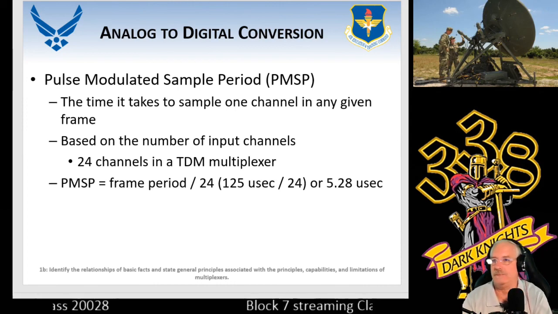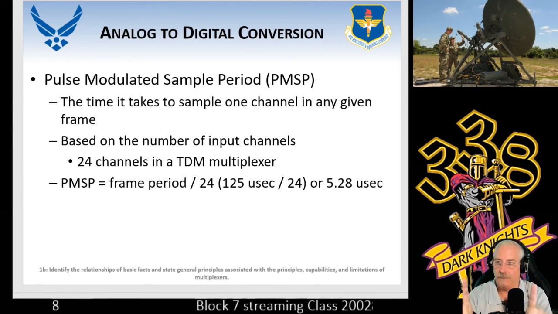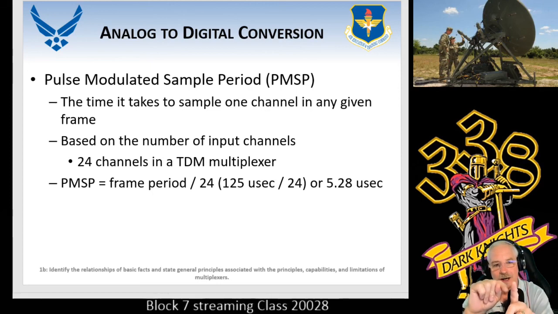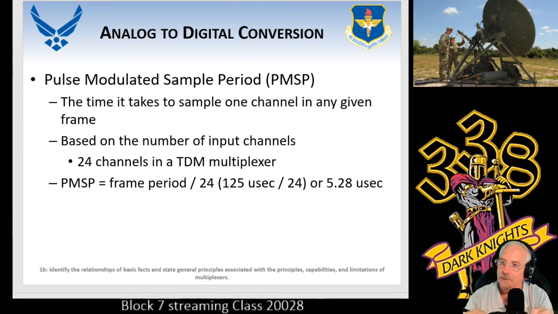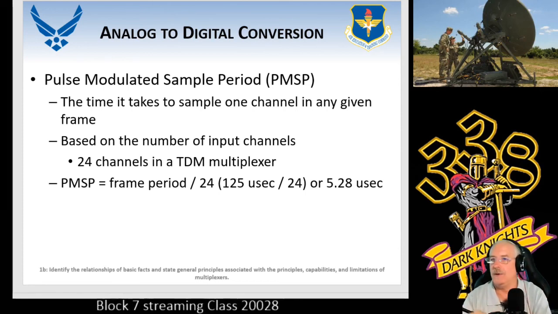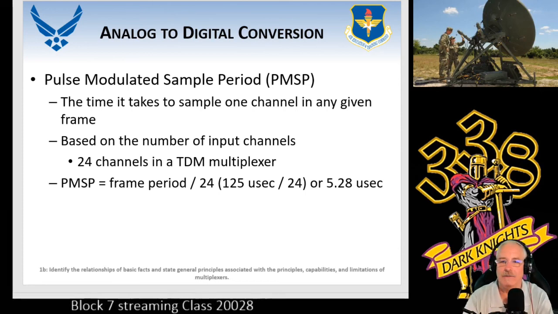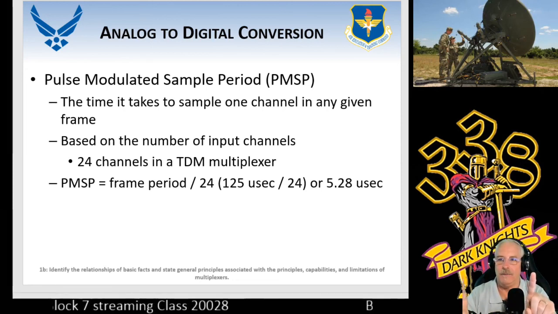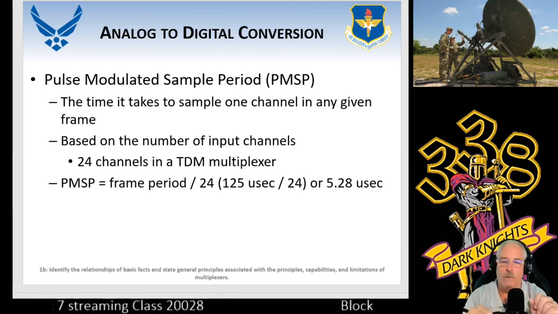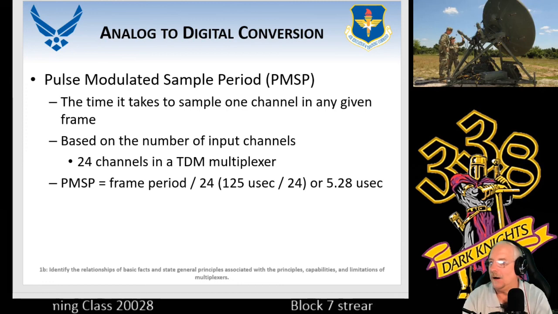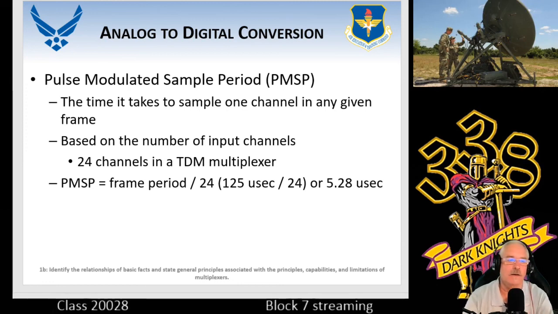With PMSP, which is pulse modulated sample period, remember now, frame period's pretty large. What we're going to do now is look at one channel and see how long it took to sample that. That's what it means by the time it takes to sample one channel in a given frame. So here's your frame, 125 microseconds, and now we're going to check that one channel. With 24, you're going to divide 24 into the 125 microseconds, and you're going to come up with 5.28 microseconds. That's how long it took for one channel.